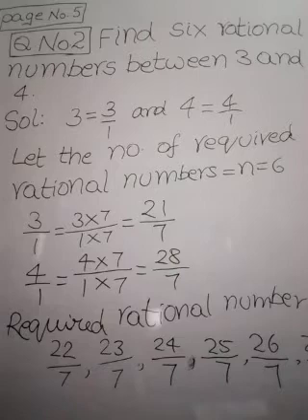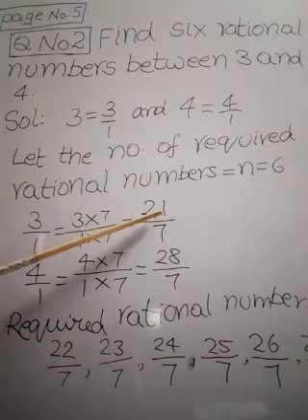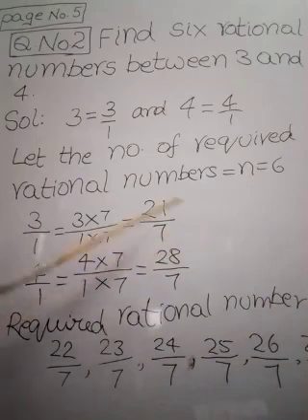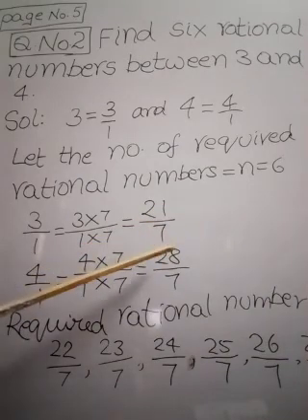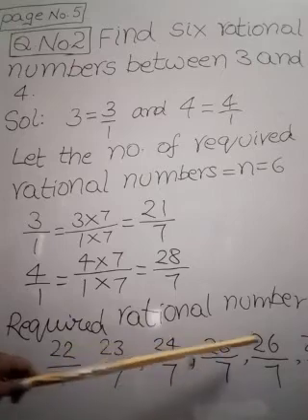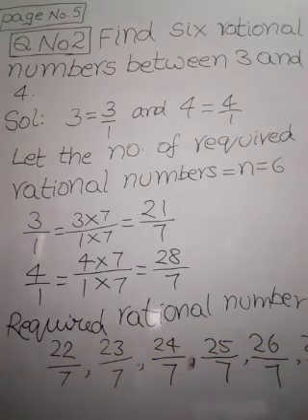Okay, my children. After that, in the numerator part, we have to write the numbers between the given two numerators. 21 is here, 28 here. Between 21 and 28, I wrote here 22, 23, 24, 25, 26, 27. Understood, my dear children? Complete the next question.